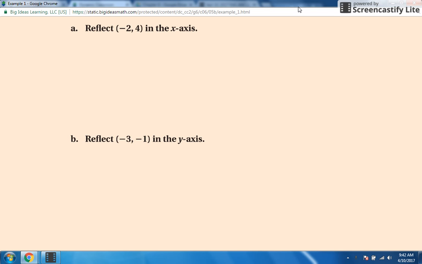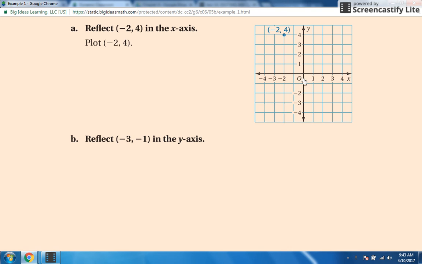So I'm going to try a quick example for you. This one is saying reflect the point (-2, 4) in the x-axis. So before we even do it, let's think of what quadrant that's going to be in. If you start at the origin and you go 2 to the left and 4 up, then you are in quadrant 2. So that's going 2 to the left, 4 up, quadrant 2.